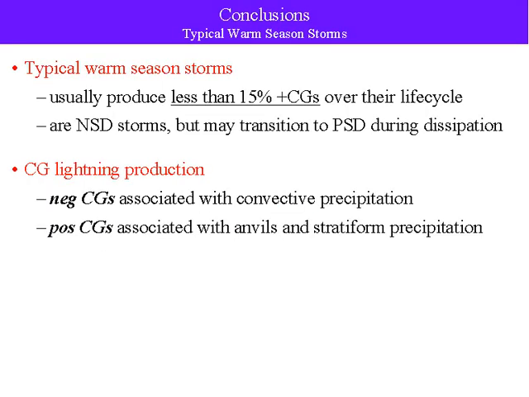Now, going through a few conclusions of the Lightning Meteorology 2 session, first we talked about typical warm season storms, and we found that they usually produce less than 15% positive CGs over their life cycle. These typical warm season storms tend to be negative strike dominated, but they may transition to PSD storms during dissipation. As far as the CG lightning, we expect to see negative CGs associated with the convective precipitation, and primarily positive CGs associated with the anvils and stratiform precipitation.